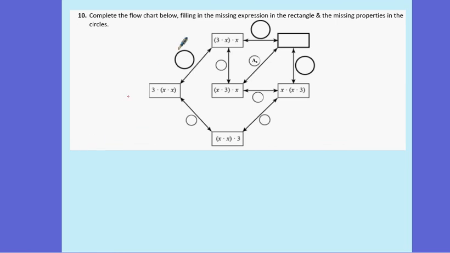We now need to complete the following chart, filling in the missing expression in the rectangle first, and then the missing properties in the circles. Okay, so this rectangle, I can't exactly connect this way to figure it out because I'm not sure what property goes here. Same here. I must use this arrow to figure it out. The associative property of multiplication states that I cannot change the order, but I can change the groups. So let's keep the same order and change the groups. Let's group 3 with this x.